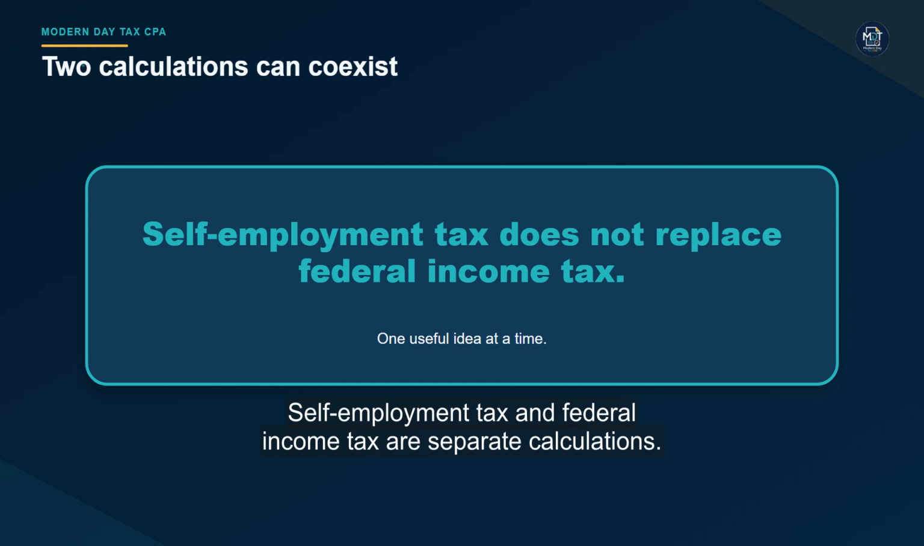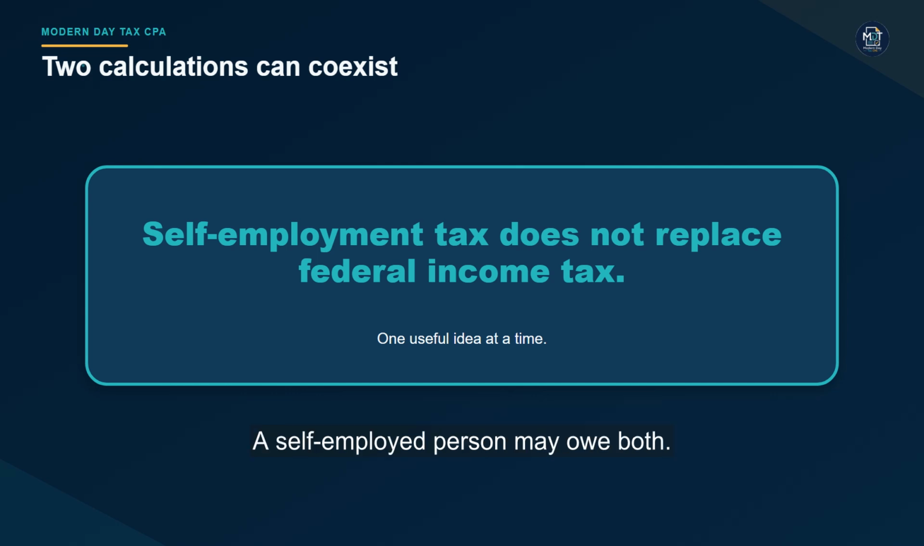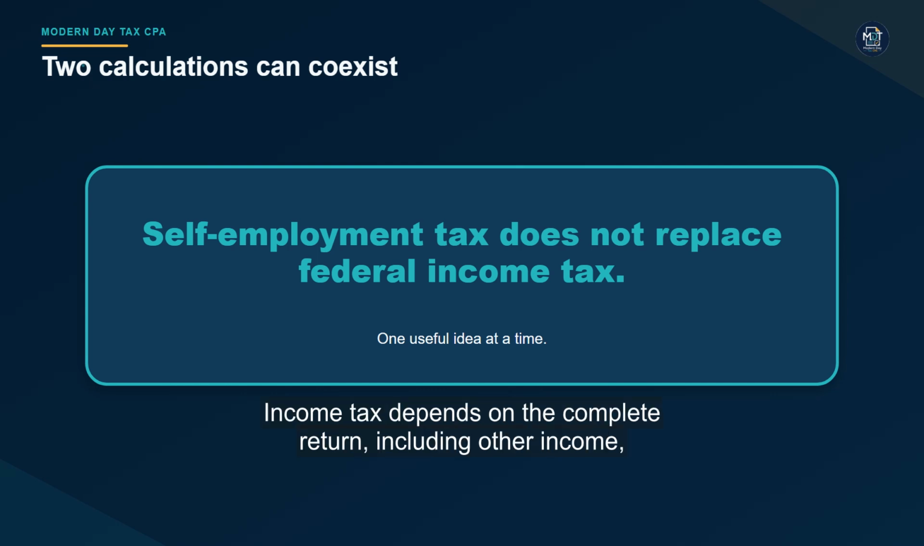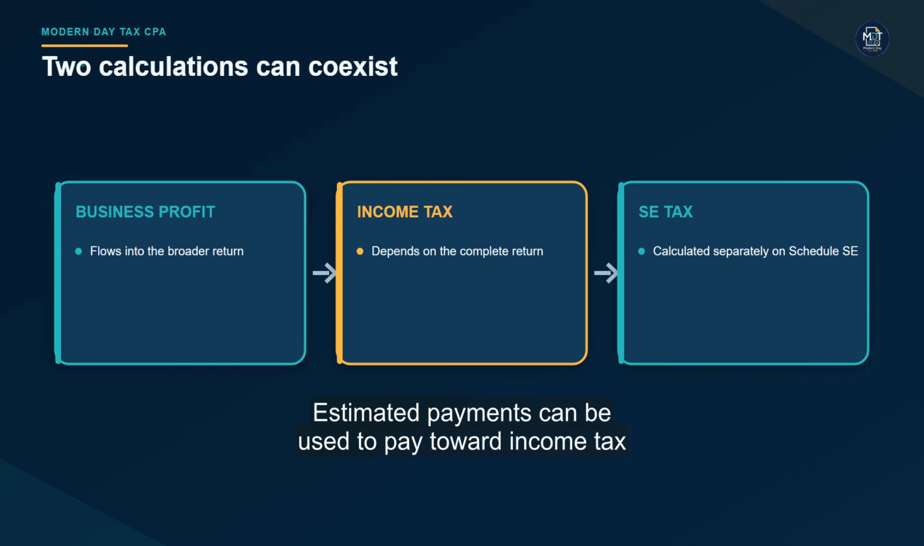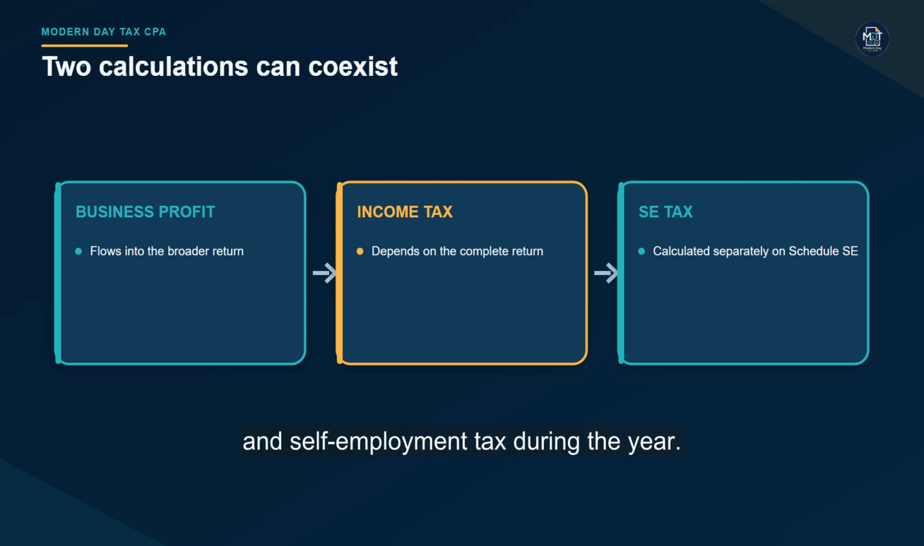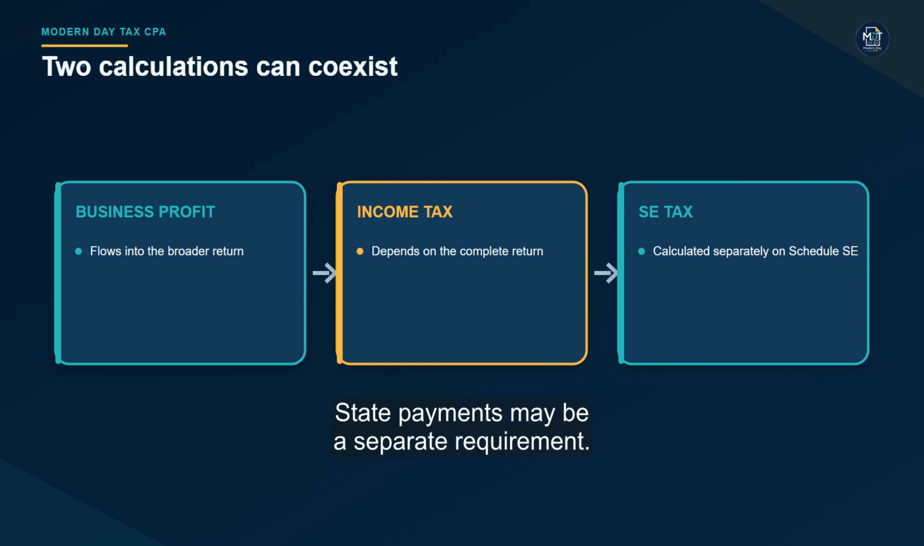Self-employment tax and federal income tax are separate calculations. A self-employed person may owe both. Income tax depends on the complete return, including other income, deductions, credits, and filing status. Estimated payments can be used to pay towards income tax and self-employment tax during the year. State payments may be a separate requirement.